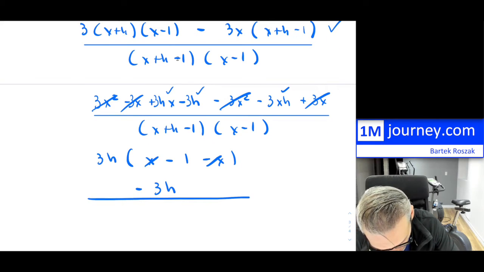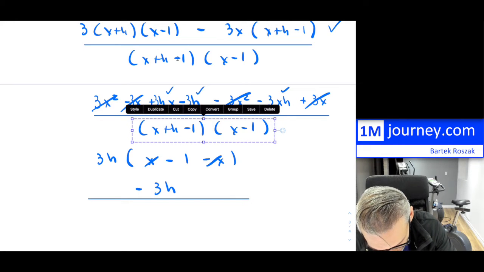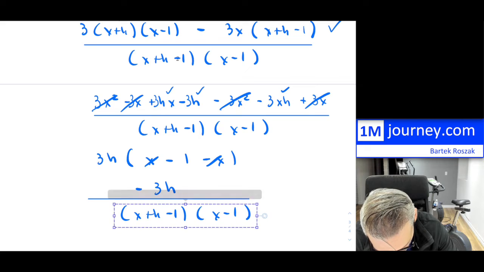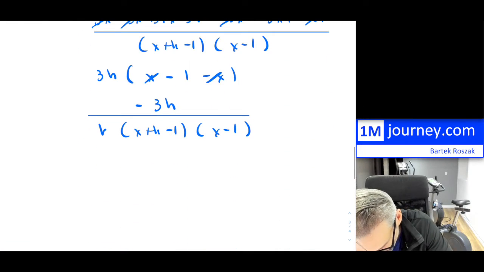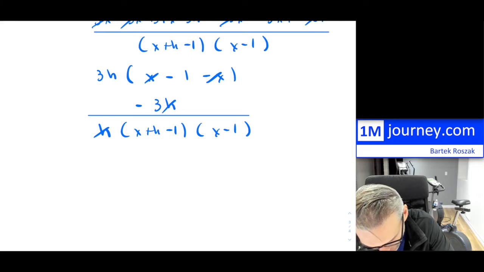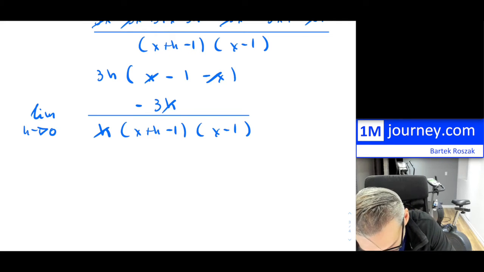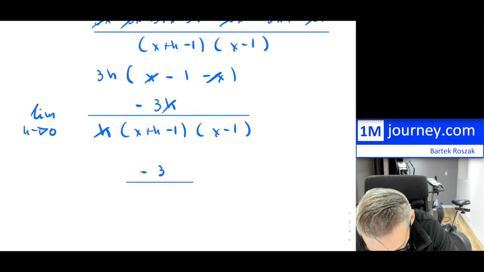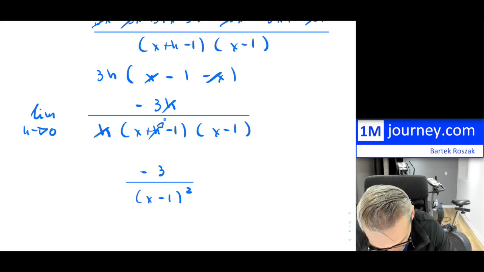And then in the denominator, I have all of this junk, so duplicate it, bring it back down. And don't forget, we were dividing by h. If we're dividing by h in here, now this h and this h cancel, and there you go. Now as the limit as h approaches 0, I'll have -3 all over, this h is gone, goes to 0, so this is going to be (x minus 1) squared.